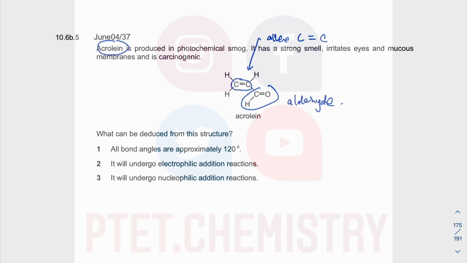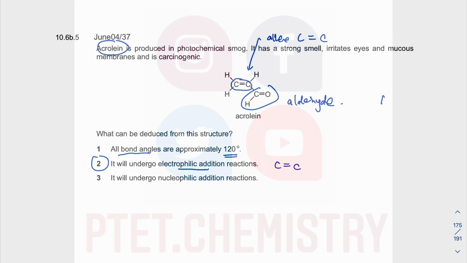All right. And it will undergo electrophilic addition. That is correct because of the carbon-carbon double bond, alkene type of reaction. You can check out my topical playlist on 10.2 hydrocarbons. That outlines everything to do with alkane and alkene chemistry. All the bond angles are approximately 120 degrees. That is also correct because this is carbon sp2, 1, 2, and 3 sigma. This carbon is 1, 2, and 3 sigma. This carbon is 1, 2, and 3 sigma.